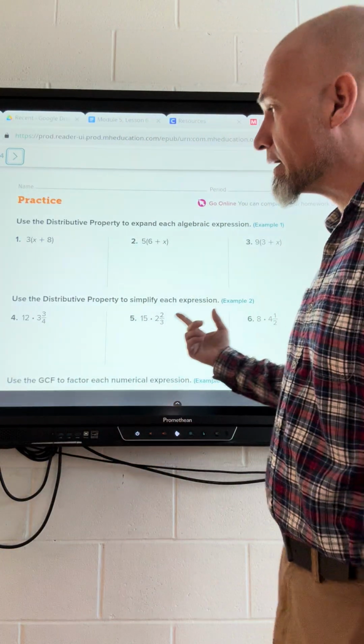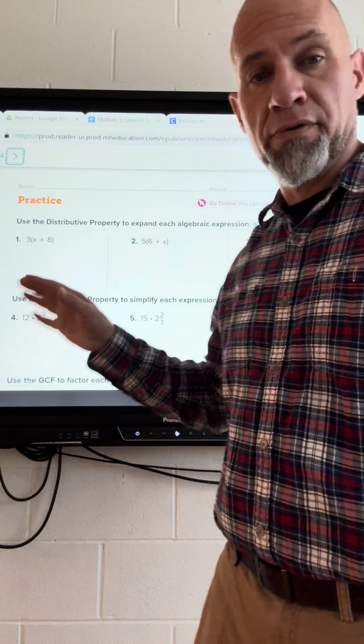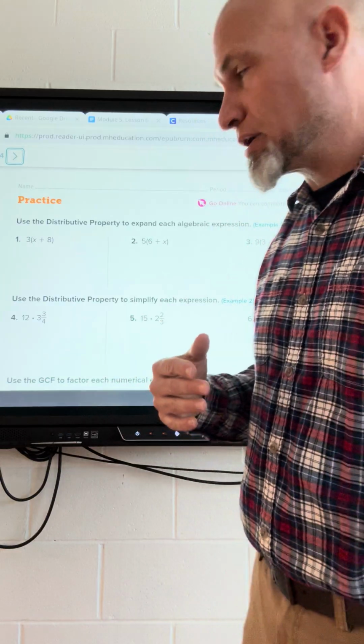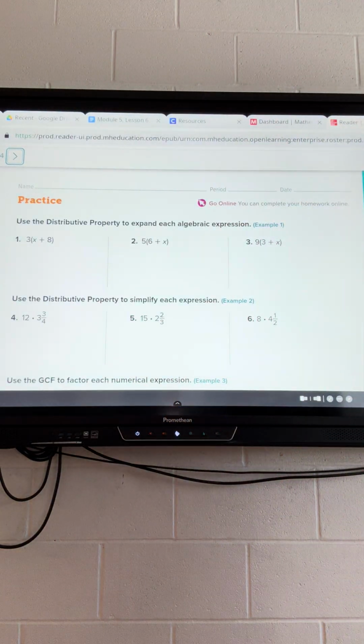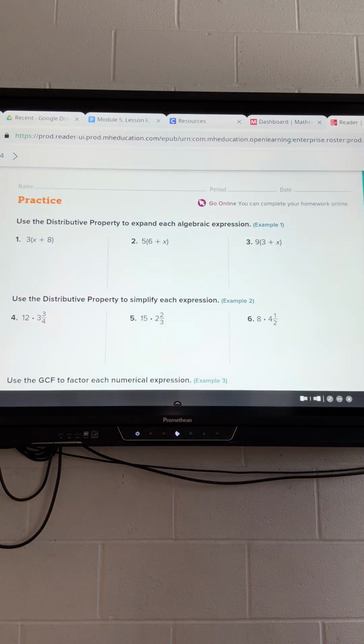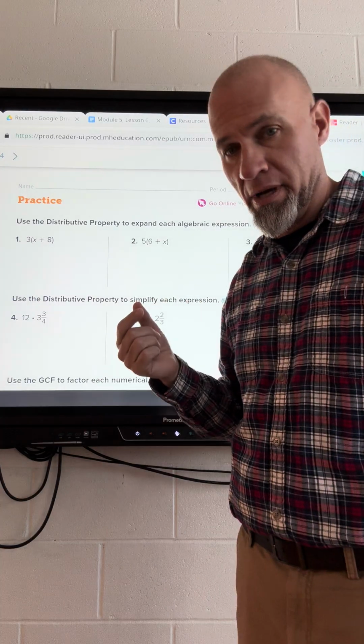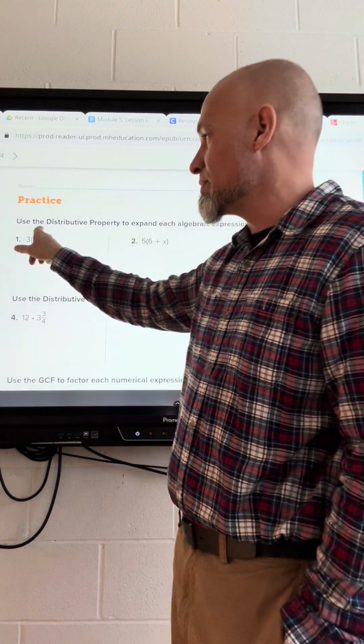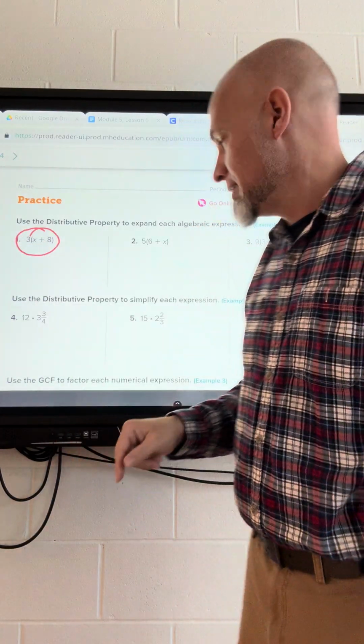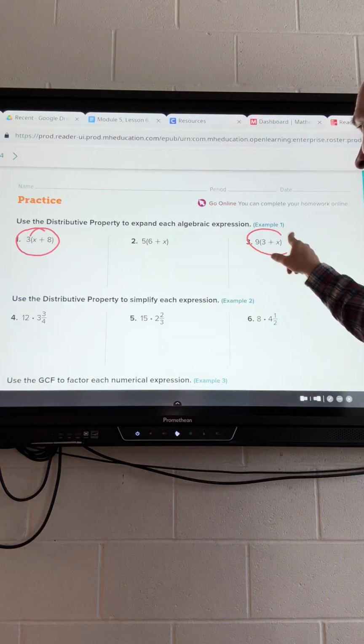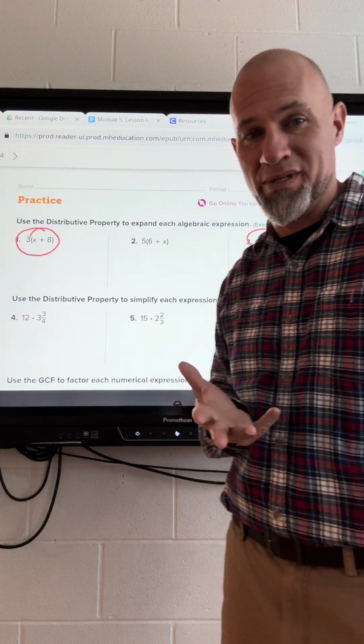So we're going to backtrack a little bit to yesterday's lesson for the first two sections. Again, I'm not going to do the problems you had to do necessarily, but I will do one of the similar problems to help you. This 3 times x plus 8, we did this in class today. We did these two, I did this one too. They're the same thing we did in class.